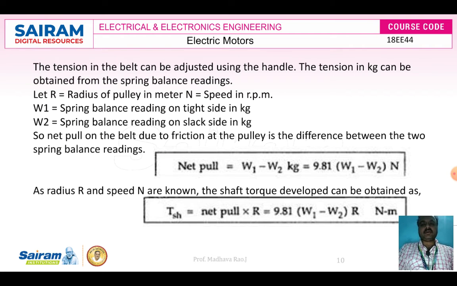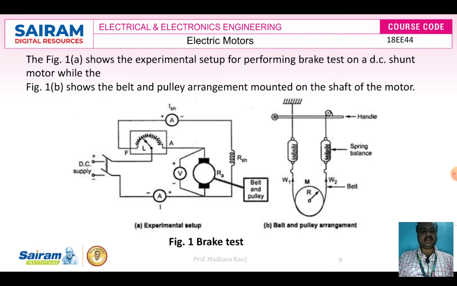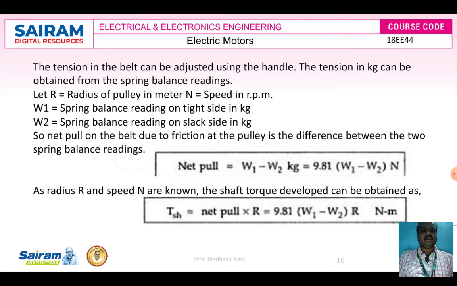The tension in the belt can be adjusted using the handle. We have already seen this in the previous diagram, figure B, the belt and pulley arrangement. Using the handle, you can increase or decrease the tension, and the load in kgs can be obtained from the spring balance readings. So you can adjust that, and we have to note down W1 and W2.